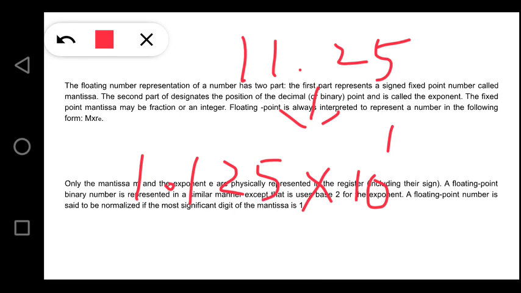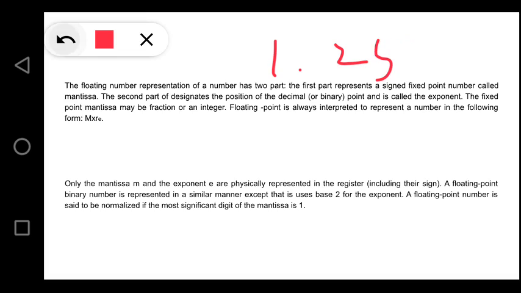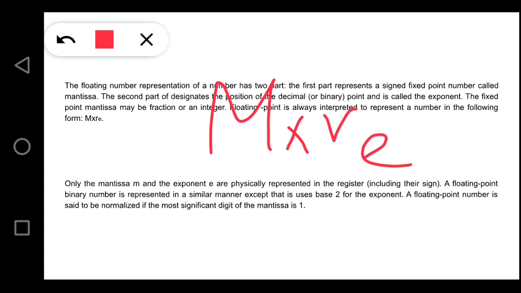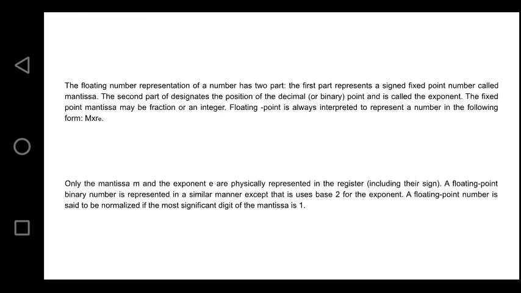The fixed point numbers may be fraction or integer. And next thing is, floating point is always interpreted to represent a number in the following form: mantissa x radix power e. The mantissa m and exponent e are physically represented in the register. A floating point binary number is represented in similar manner except that it uses base 2 for the exponent. A floating point number is said to be normalized if the most significant digit of the mantissa is 1.